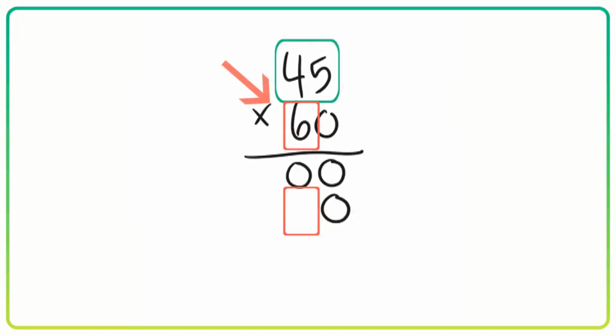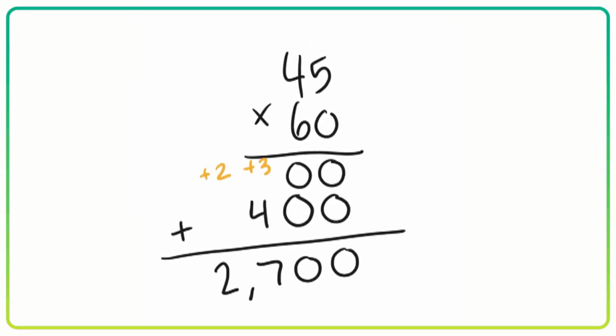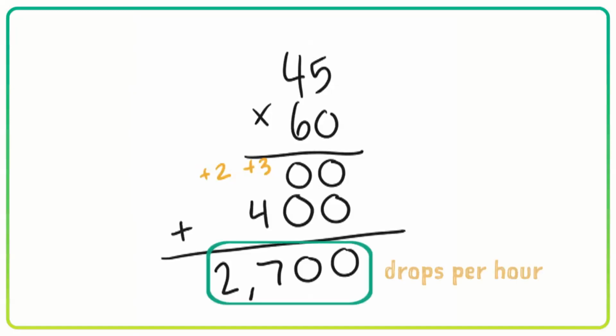5 ones times 6 tens is 30 tens. I can only place 1 digit in each place value, so I will place a 0 in the tens place and regroup the 3 in the hundreds place, like this. I will come back to it later. 4 tens times 6 tens is 24 hundreds. I will place the 4 in the hundreds place and regroup the 2 in the thousands place. Now I can add everything together. Remember the 3 I regrouped earlier? I can now add it with the 4 to get 7, and 2 plus nothing is 2. In 1 hour, my kitchen faucet will leak about 2,700 drops.